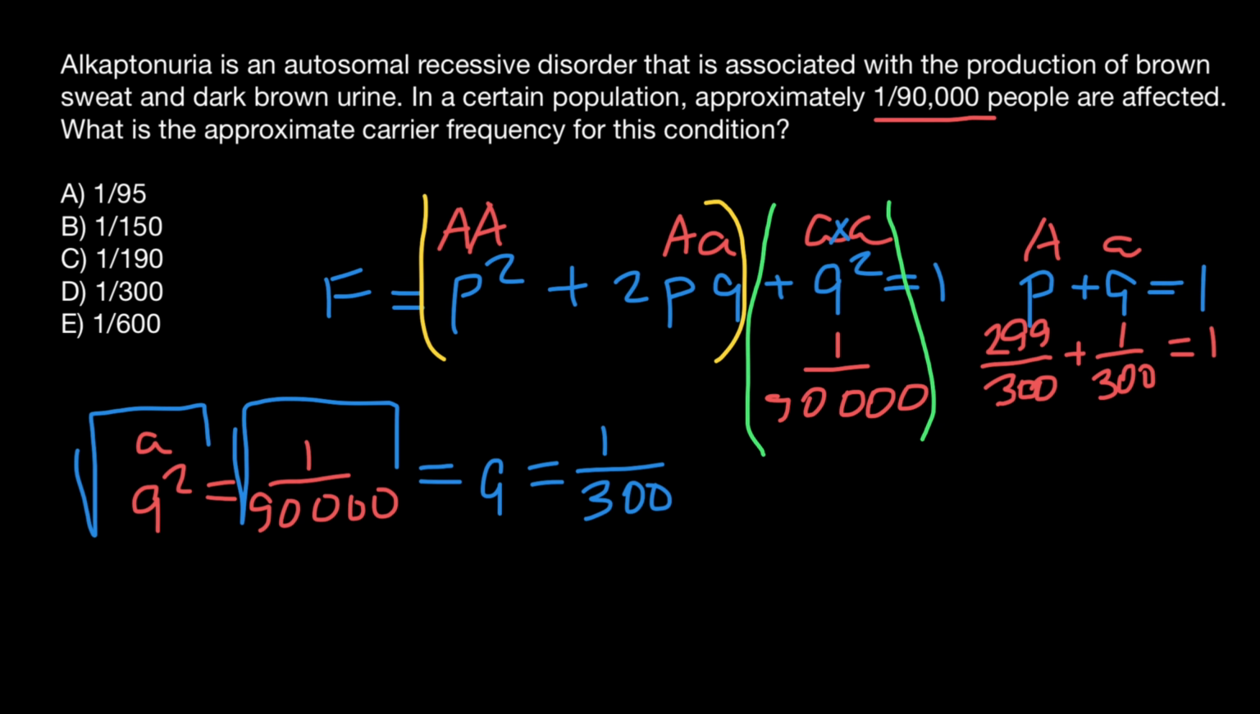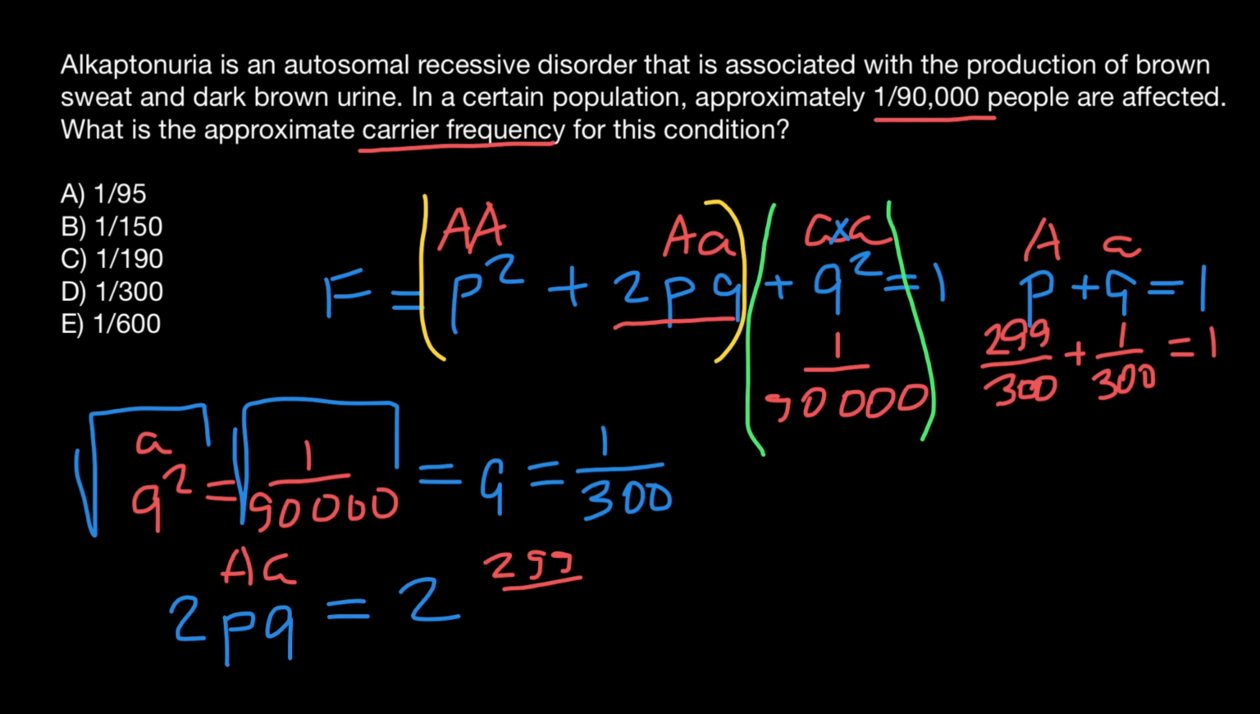Now let's read our question again. What is the approximate carrier frequency for this condition? So we are looking for the frequency of the carriers. This part of the formula, 2pq, stands for the frequency of the heterozygous genotype, or the frequency of the carriers. Now we know the frequency of the dominant allele, which is 299 over 300, and we have to multiply by the frequency of the recessive allele, which is 1 over 300.